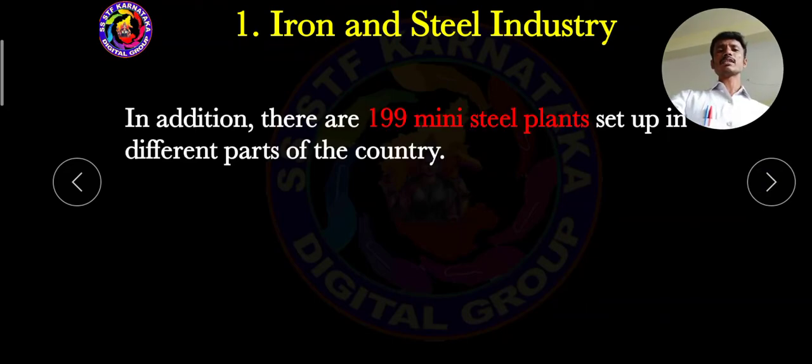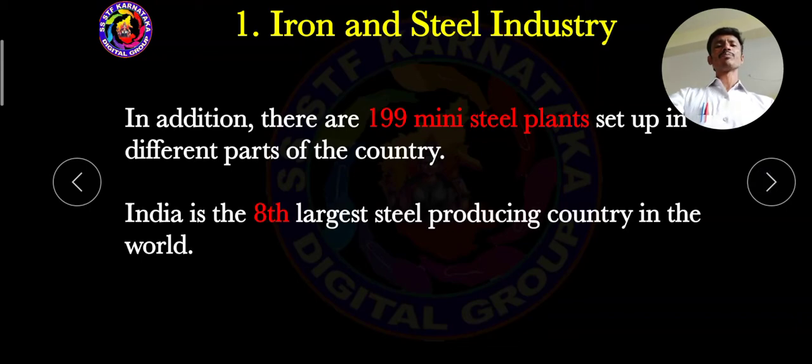In addition, there are 199 mini steel plants. Mini steel plants means small plants for the manufacturing of steel. So 4 private sector, 10 public sector, and apart from this, there are 199 mini steel plants. It means very small steel manufacturing industries are there in different parts of the country.